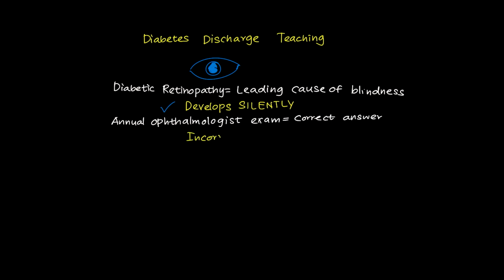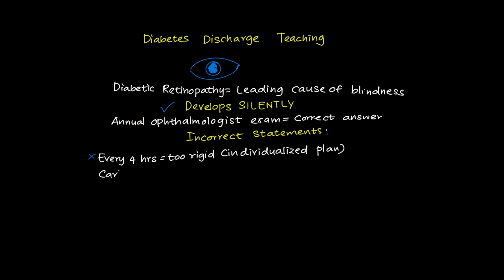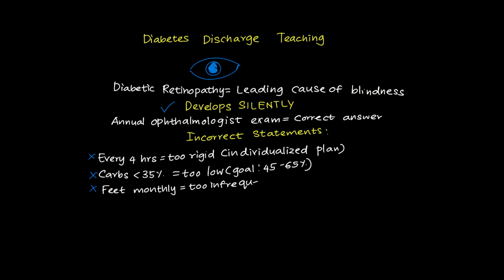Blood sugar every 4 hours? That's too rigid. Monitoring frequency depends on the individual treatment plan. Someone on oral meds alone might check once daily, while someone on insulin might check more often. Keeping carbs below 35% of total calories? Too low. The recommended range is 45 to 65%. And inspecting feet monthly? Way too infrequent. Diabetic neuropathy numbs the feet, so daily visual inspection is the standard because you might not feel a wound forming.